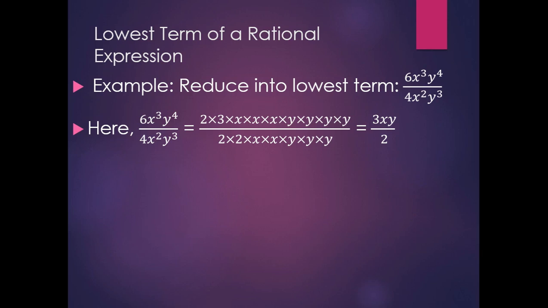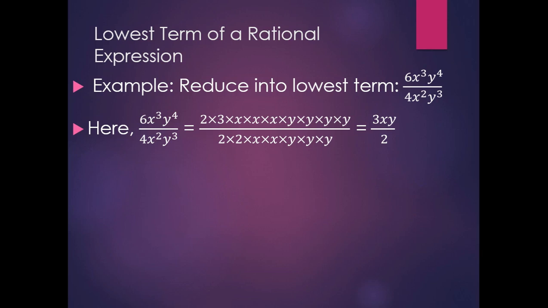Here is given 6x cube y power 4 over 4x square y cube. 6 we can write as 2 times 3, and x cube we can write as x times x times x. y power 4 we can write as y times y times y times y. 4 we can write as 2 times 2, here x square we can write as x times x, and y cube as y times y times y. In this way we can write.